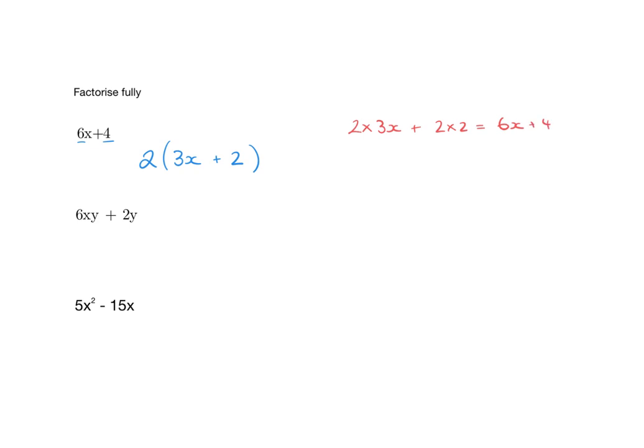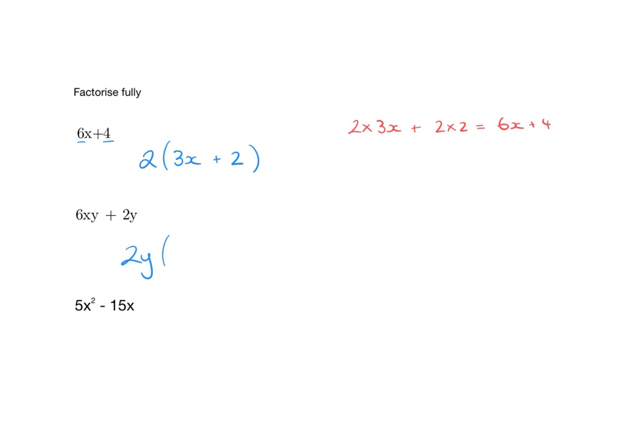Now in my next example, if I'm looking at the numbers, the 6 and the 2, these have a common factor of 2. But I can also see that there is a y term in both expressions. So this means that my common factor here is 2y. So now I'm going to do the same thing.